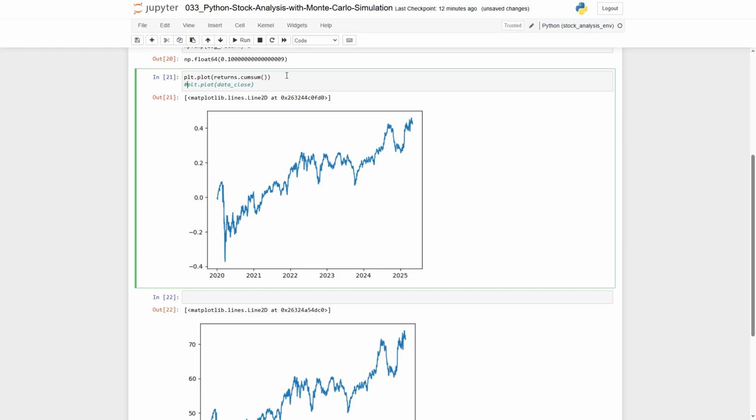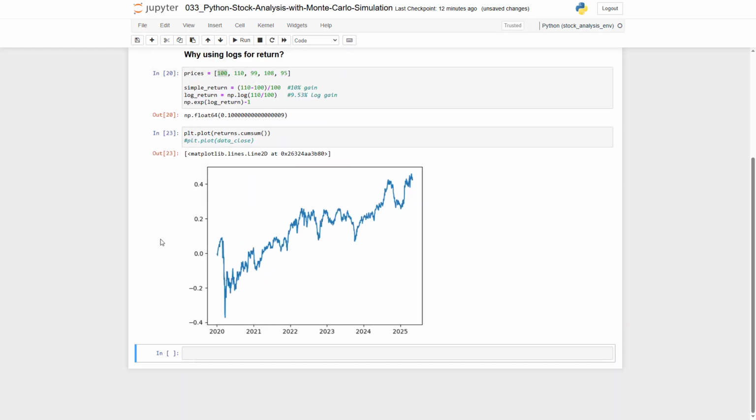I'll simply exit like this one, and I'll continue with our analysis. Okay, so now let's calculate annualized return, annualized volatility, and see what we can do with this and how we can use them in our Monte Carlo simulation.